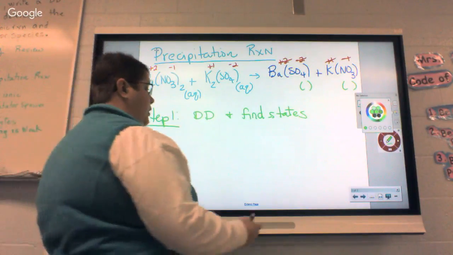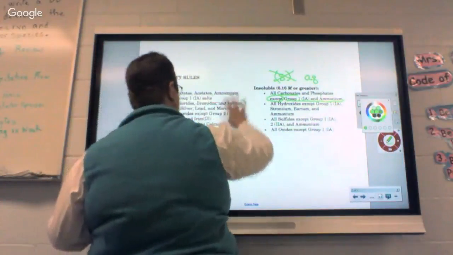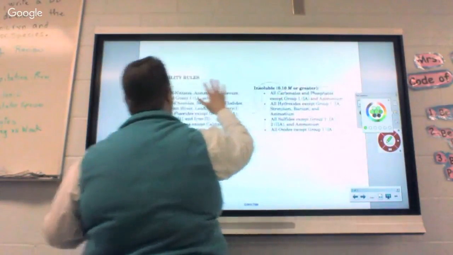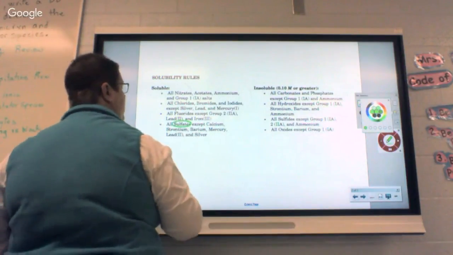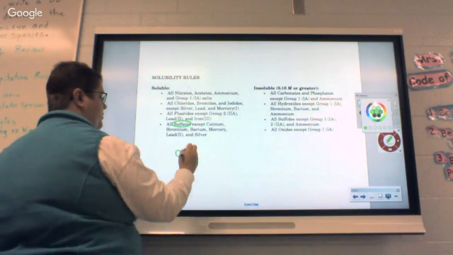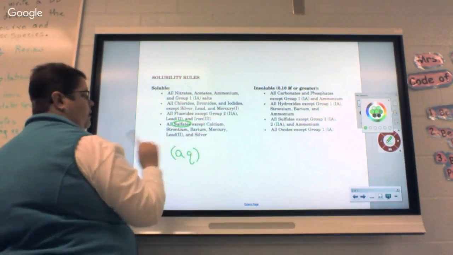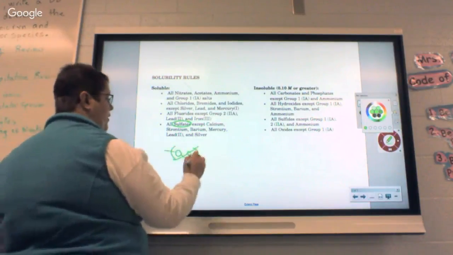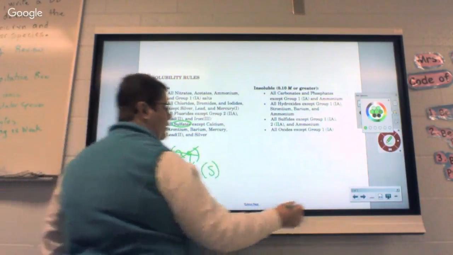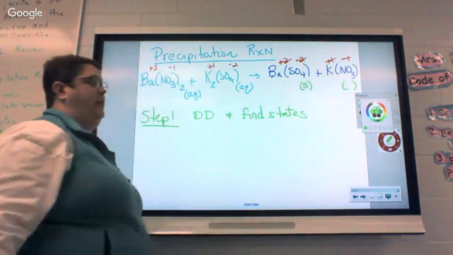Sulfate. So, if we look up our rule right here, like we just did, all sulfates are soluble. They're AQ, unless you have one of these things listed here. Was barium one of those things listed there? Yes. So we're going to make it a solid. If I go back over here, we're going to put solid beside BaSO4.